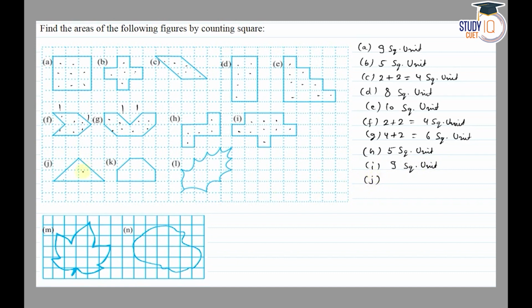J 1 2. So 2 fully covered plus 1 2. 2 half covered means 1. Same 2 half covered equal to 1. So 1 plus 1 equal to 2. So area of figure J is equal to 4 square unit.